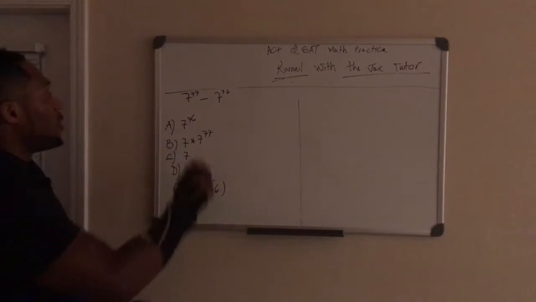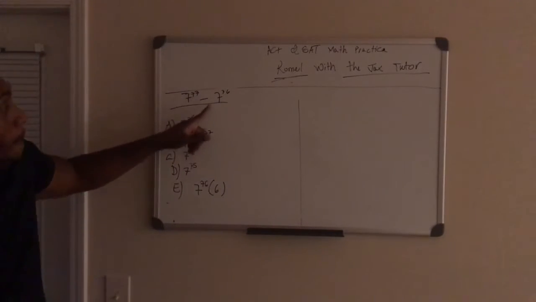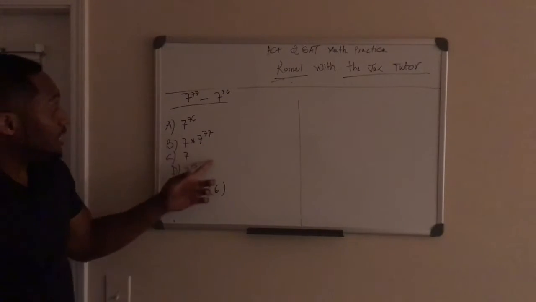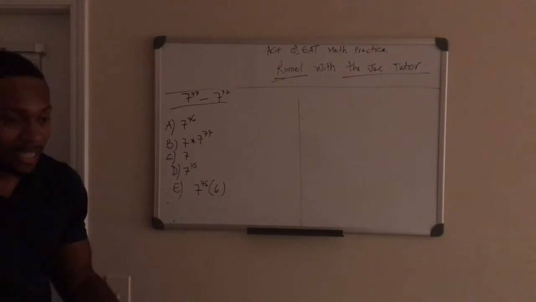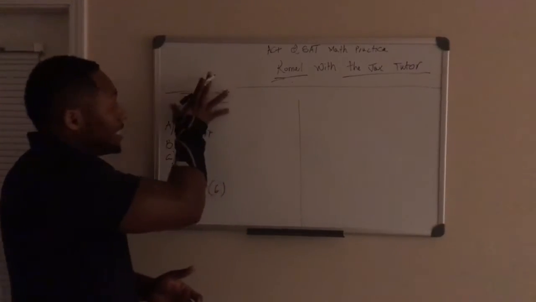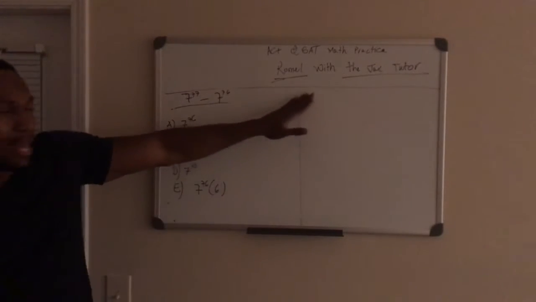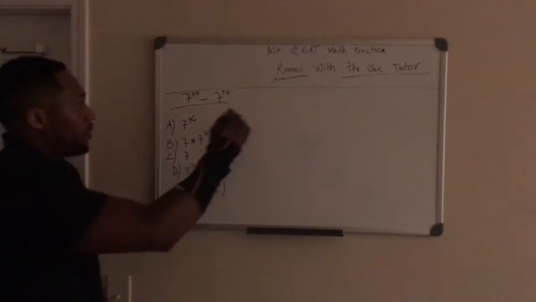So here we have a question, a very simple question. We have 7 to the 77 minus 7 to the 76. We want to know which one of these expressions is equivalent to this one on top here. So the way to think about this is, how can I factor this to make it look like one of the answer choices? Sometimes it's not always clear where we're going to end up, so we're going to start with what we know.